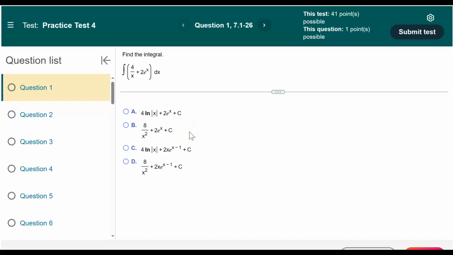Hi everybody, let's go over the following questions to prepare for your long test 4. First question, find the integral of 4 over x plus 2e to the x dx.